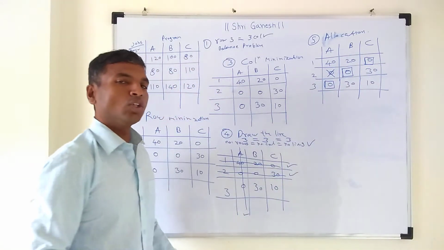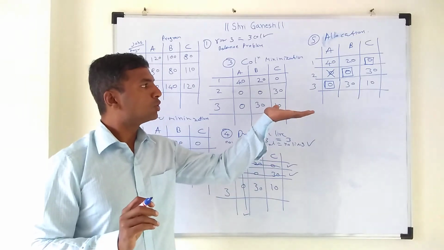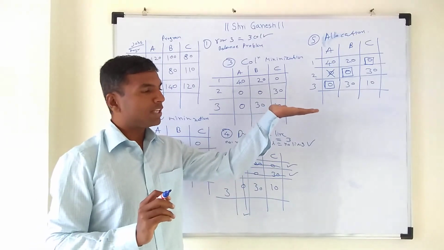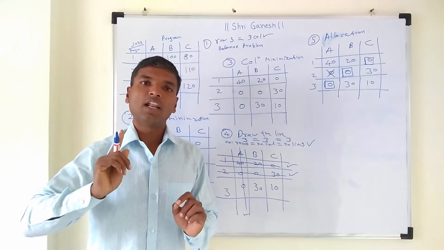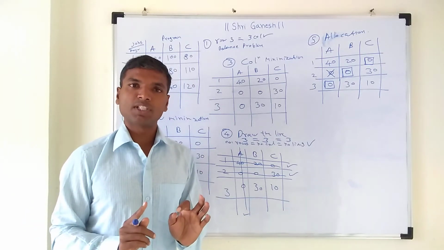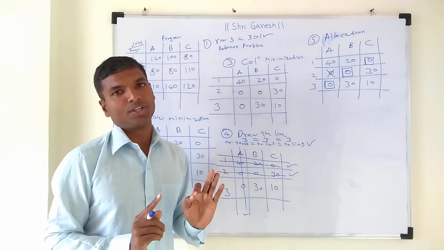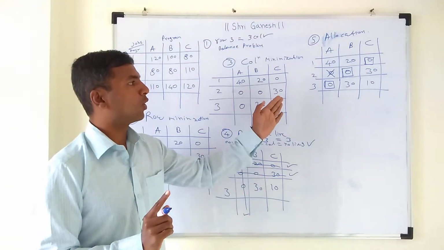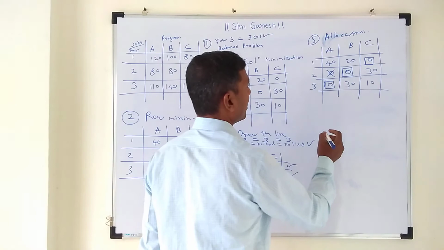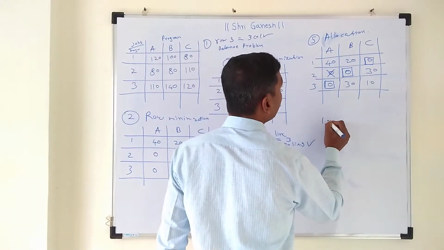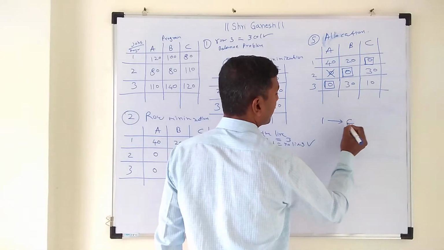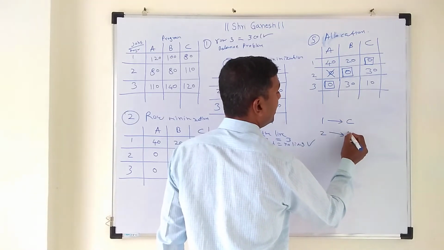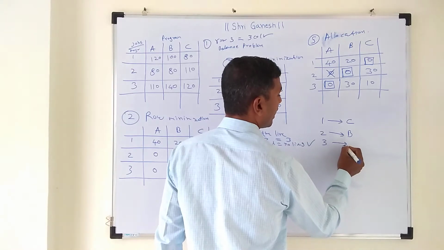So always remember, whenever you complete the allocation, in each row there must be one single allocation. There must be one single allocation. Is it okay? So once you allocate that, now how to write down the final answer? So you have to write down first job goes to C, second job goes to B, and third job goes to A.